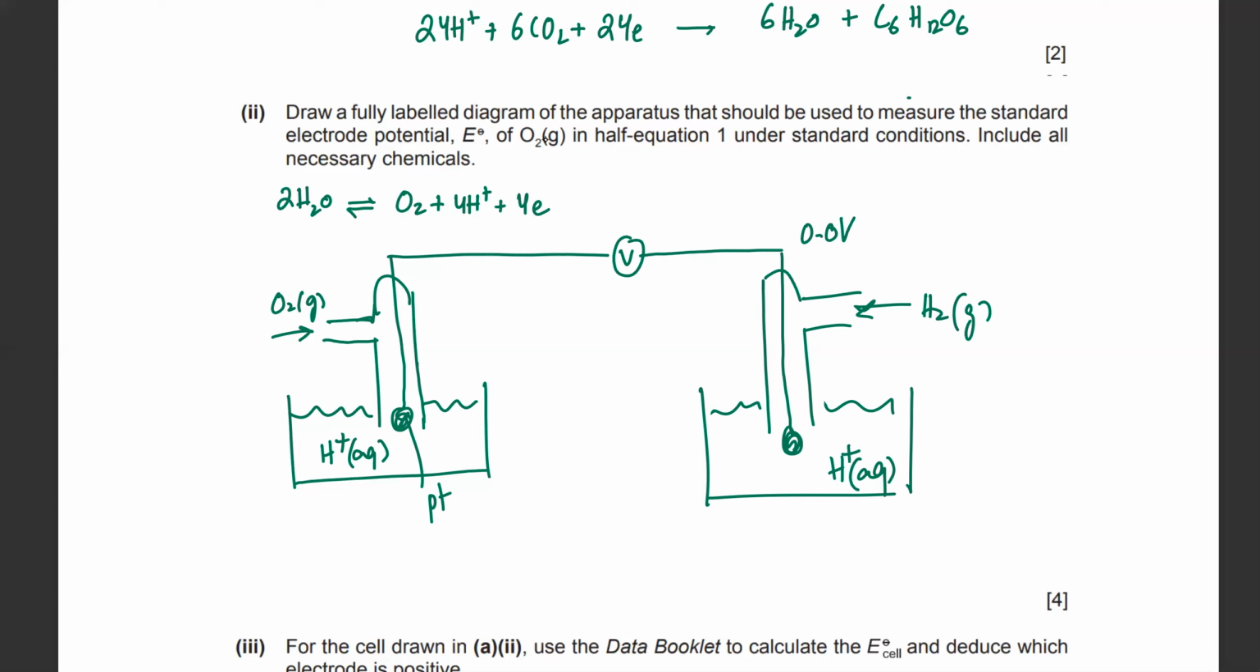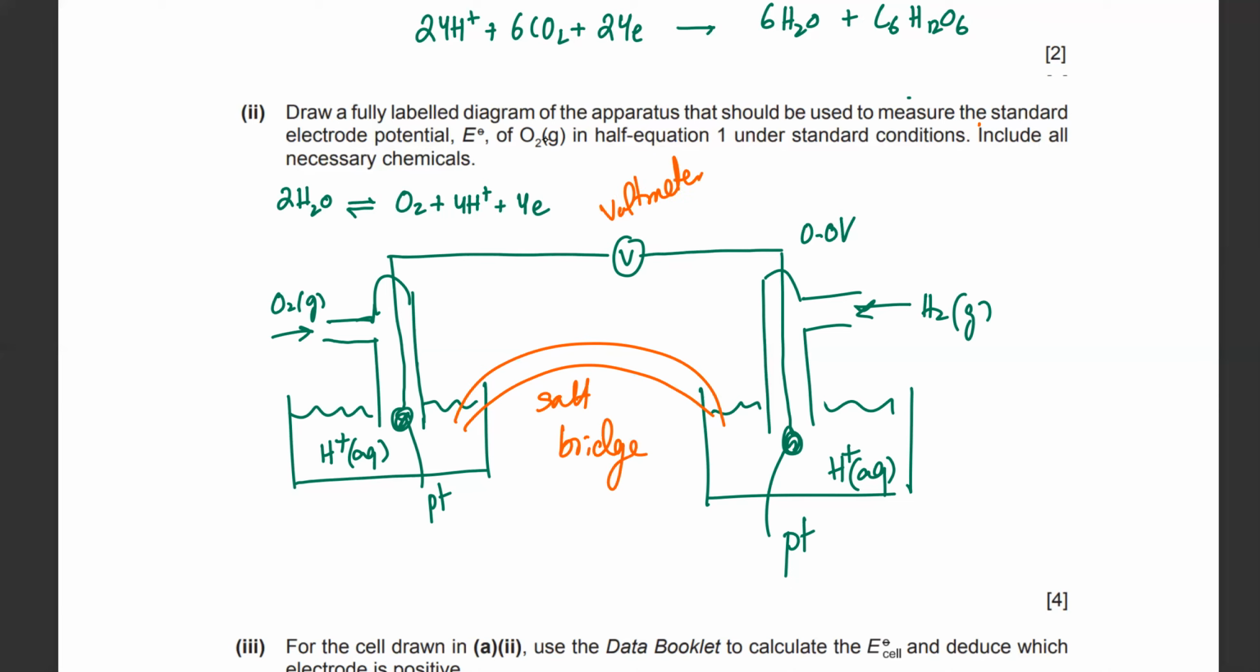And one thing is missing. You have to fully label it, platinum. One thing is missing. What should I add? Salt bridge. Exactly. You have to add a salt bridge, and you have to label that as well. So you can label this. This is a voltmeter. And it's a fully labeled diagram.